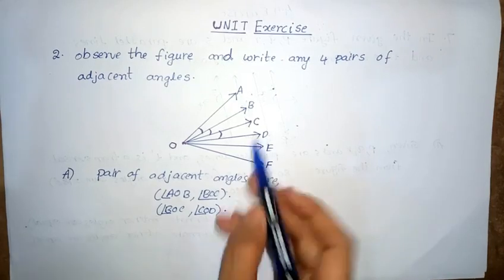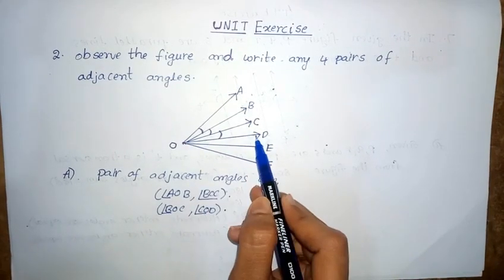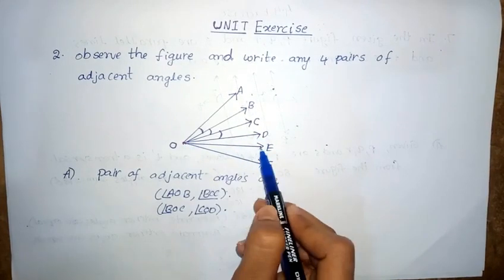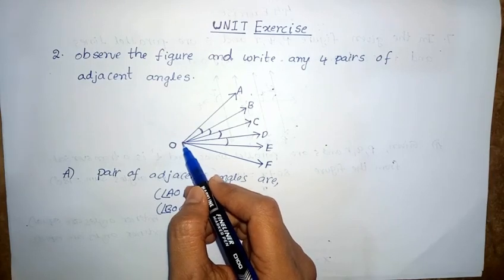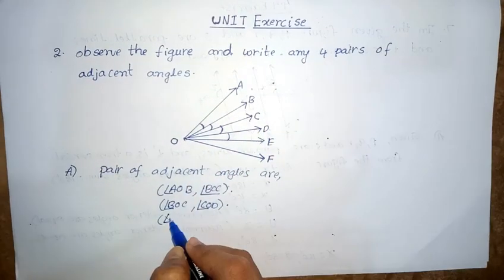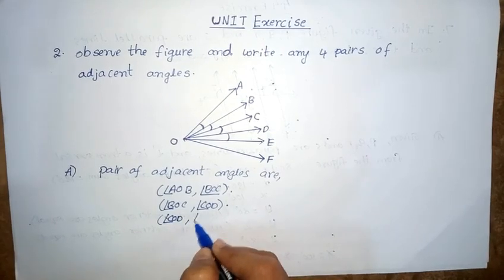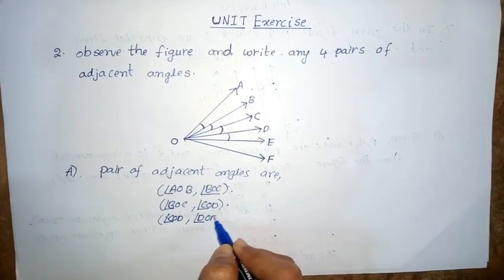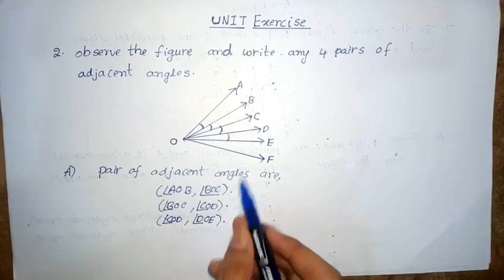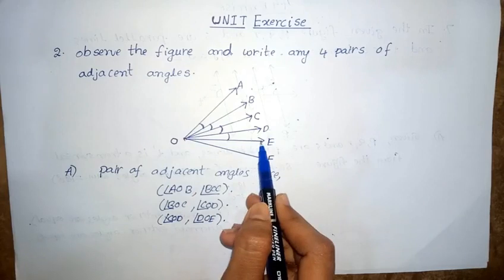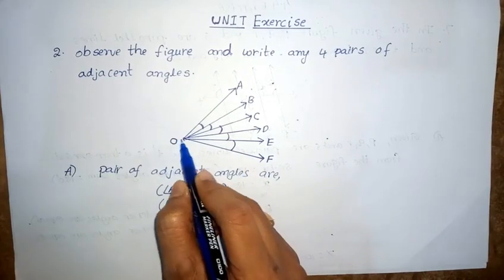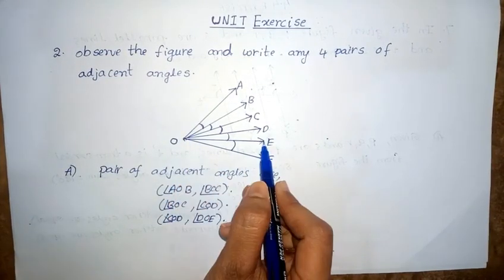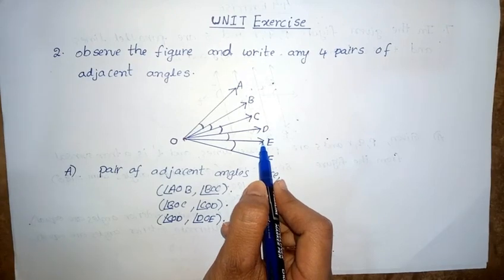Next pair, angle COD and angle DOE. These two also have common vertex O and common ray OD. So angle COD and angle DOE are adjacent angles. Next pair, angle DOE and angle EOF. These two angles have common vertex O and common ray OE. So OE is a common ray. So these two are also adjacent angles.